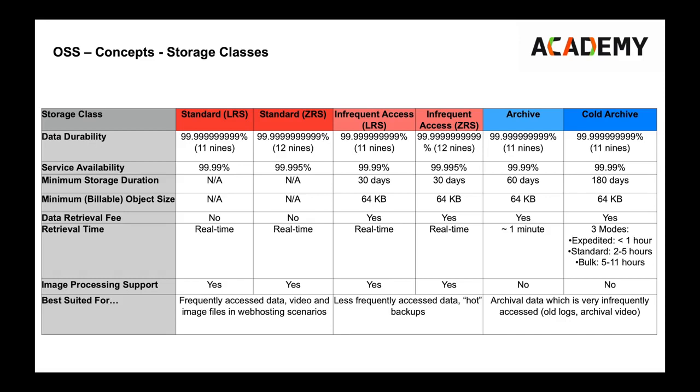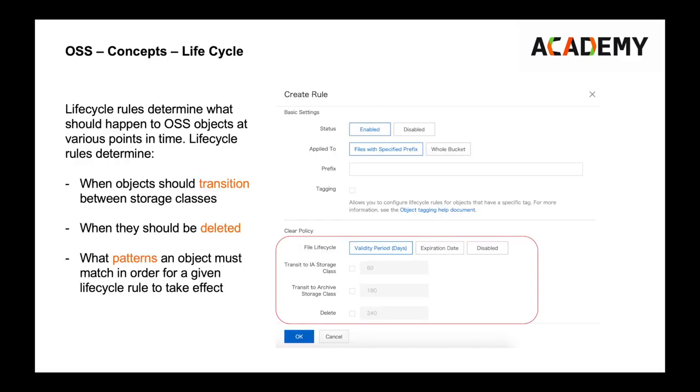This means that your data will still be available even if a single zone within a region fails. That gets you 99.995% service availability and 12 nines data durability. So if you really need the ultimate availability and durability for your data, then ZRS, zone redundant storage, is the right choice.